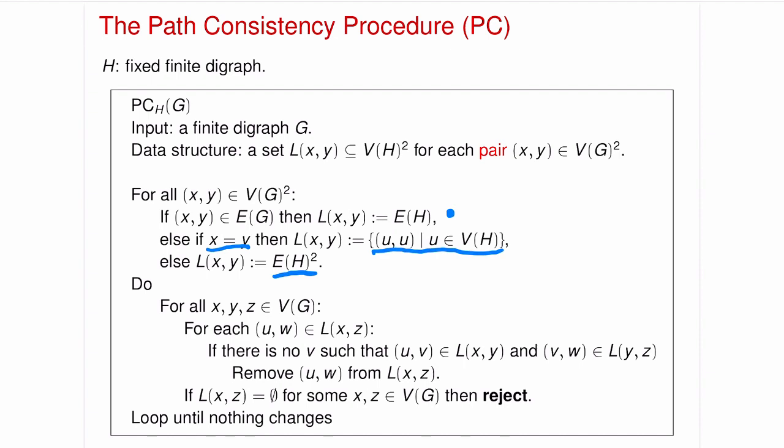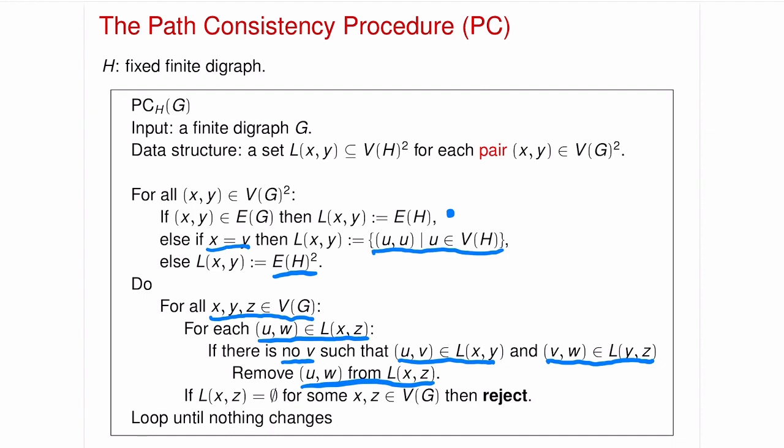All right, now comes the main loop of the algorithm. The main loop removes pairs of vertices of H from the lists, and it does so as follows. It picks three variables, X, Y, and Z, three vertices of G. And we now wonder whether we can maybe remove the pair UW from the list for X and Z. And we can remove it if there is no vertex V in H, such that UV forms a pair in the list for XY, and VW forms a pair in the list of YZ. If there's no such V, well, there can't be a homomorphism from G to H that preserves the list. So we can remove the pair UW from the list for X, Z.